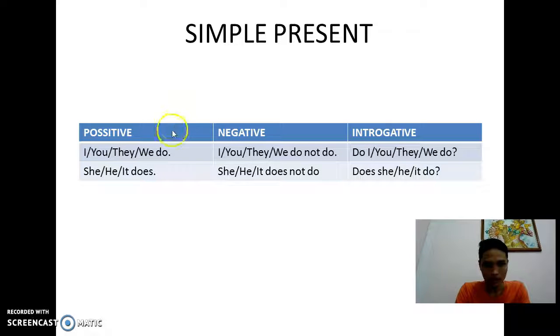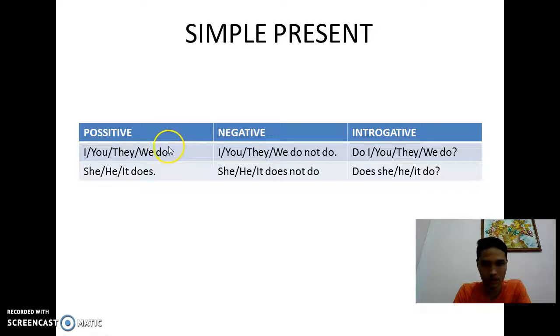So, the positive forms first. In the first positive forms example, there are I do, you do, they do, and we do. And then the second examples, there are she does, he does, and it does. So the difference is in the verb.